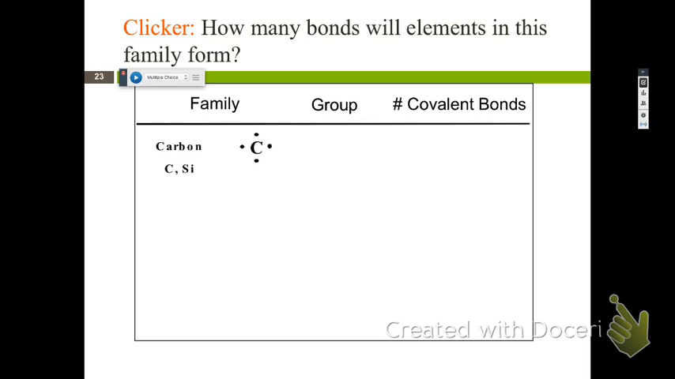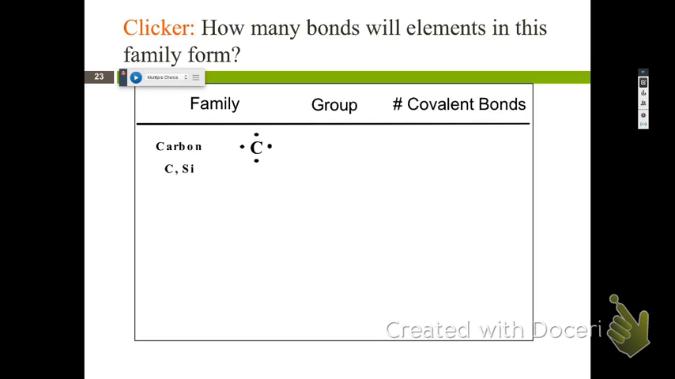All right, can I hear from some new voices around class? If we're looking at the carbon family, carbon, silicon, germanium, tin, lead, what group is that? And how many covalent bonds is it likely to make? Can I have Sarah Andrews? It's group 4, group 4A, we can call it main group 4, whatever you want to say.